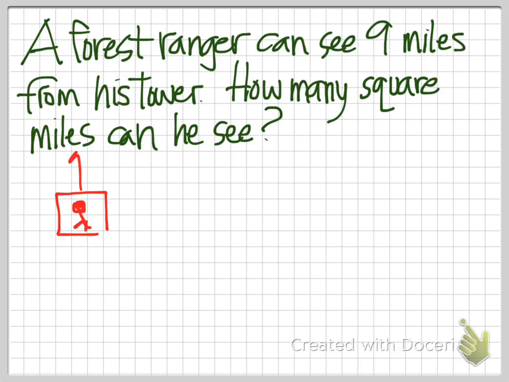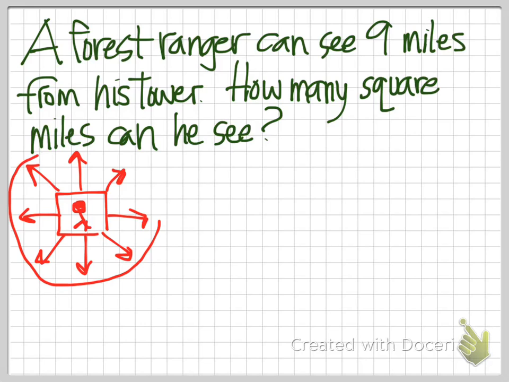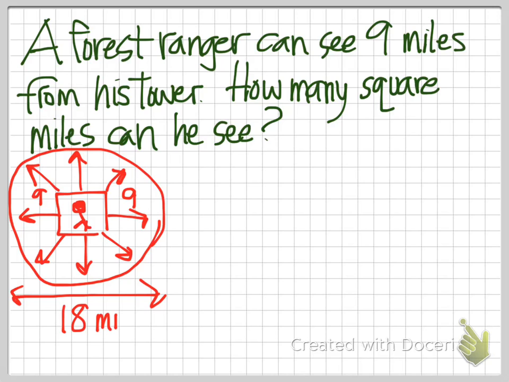And we know that he can see 9 miles this way, and 9 miles this way, and 9 miles this way, and 9 miles this way. He can look left, right. Actually, he can turn in any direction, and he can see 9 miles. So you begin to see that what he actually can see forms the shape of a circle. So we need to find the area of this circle. And we know that he can see in this direction 9 miles and in this direction 9 miles. So our full diameter of his circle is 18 miles.